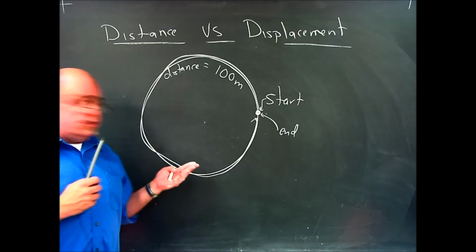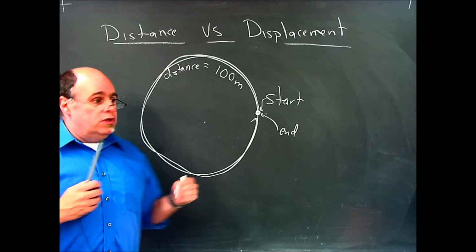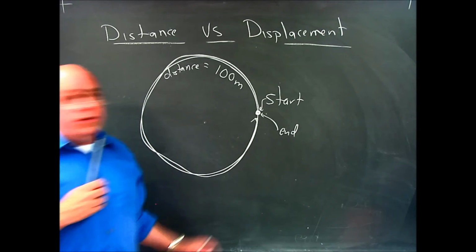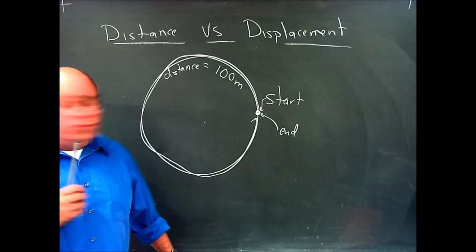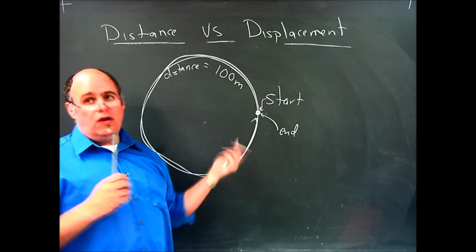Well, the distance is just the physical length of travel that you go through. So if you had a way to measure with some type of a pedometer or some type of a GPS personal system that'll tell you what you've walked through, it should tell you that you physically walked through a distance of 100 meters, because that's how long the track was.